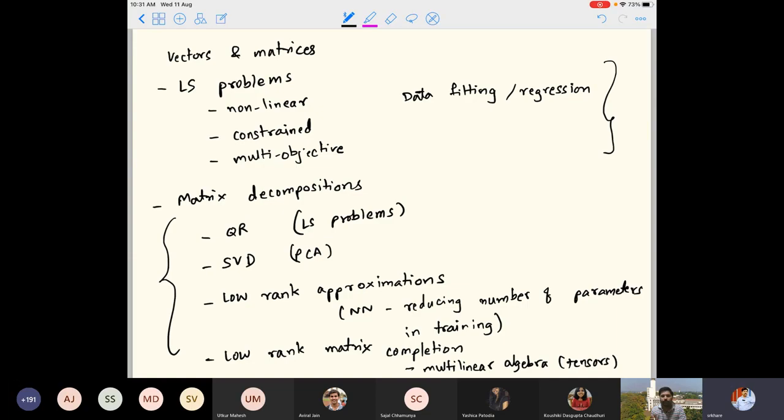Okay, so let's move to the introduction part. I'll start introducing vectors. Okay, so what are vectors?